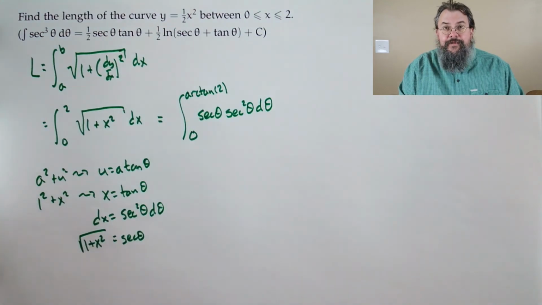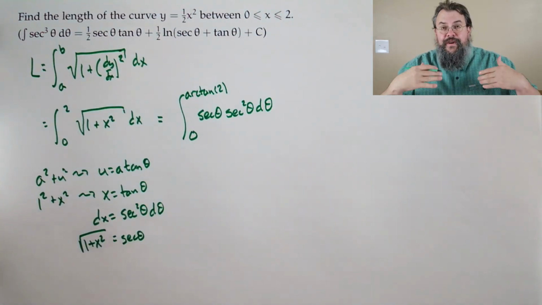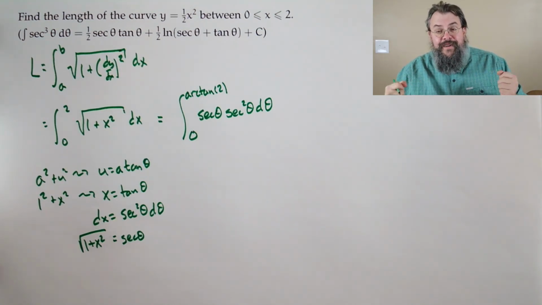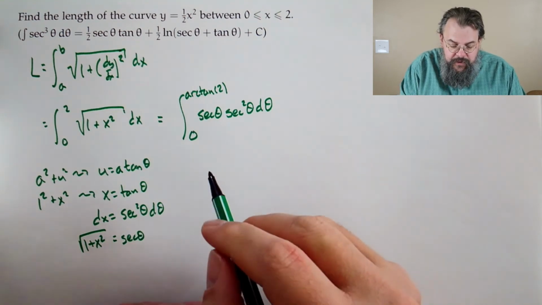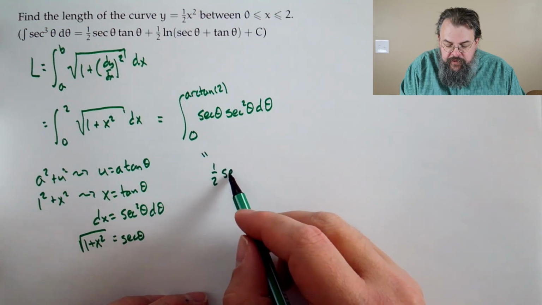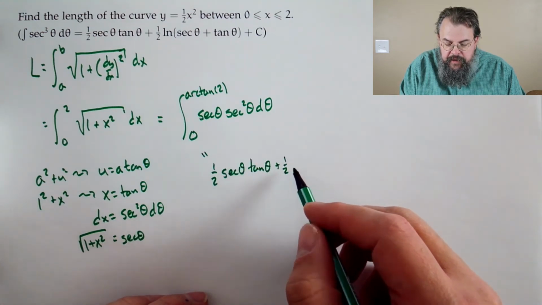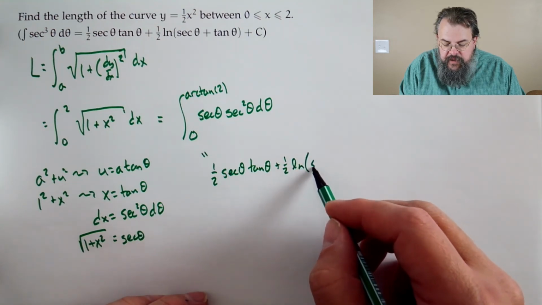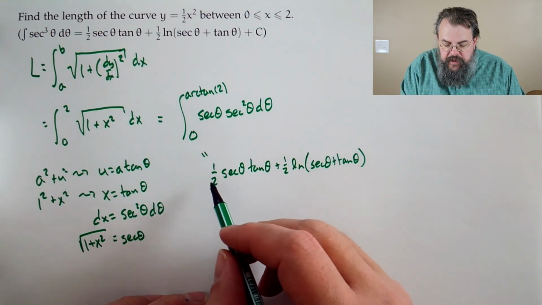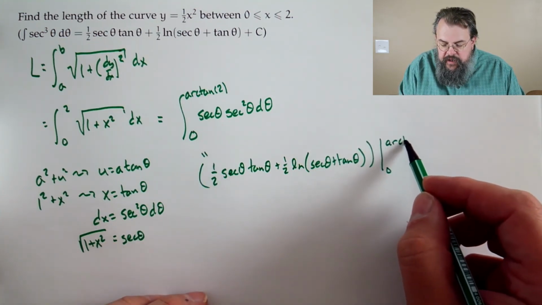That's the integral. Because here the point is the actual substitution, the trig substitution part. We don't want to get too bogged down by, all right, now let's spend the next 20 minutes integrating secant cubed. So, okay, great. This is 1/2 secant theta tangent theta plus 1/2 natural log of secant theta plus tangent theta. And evaluate 0 to arctan of 2.